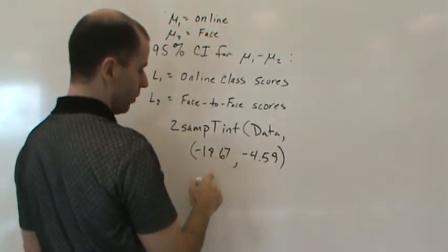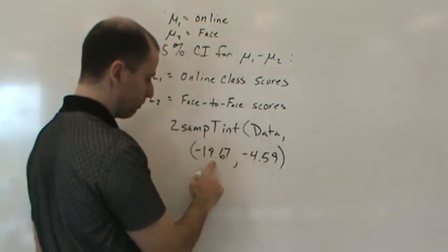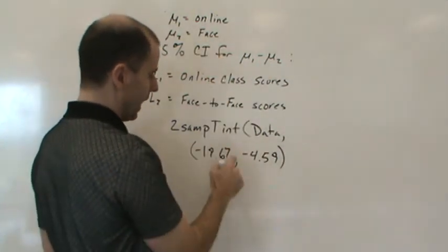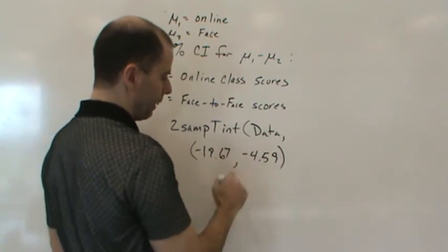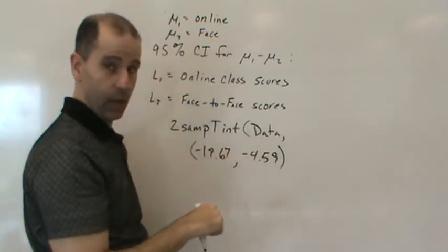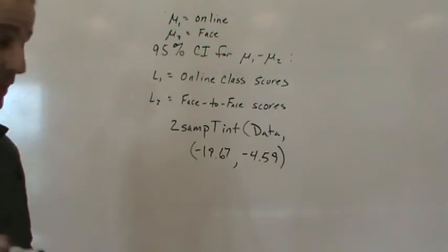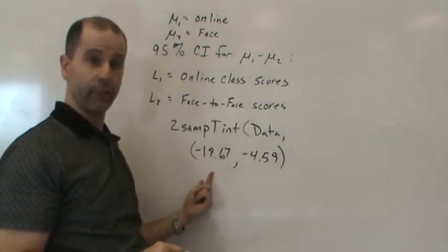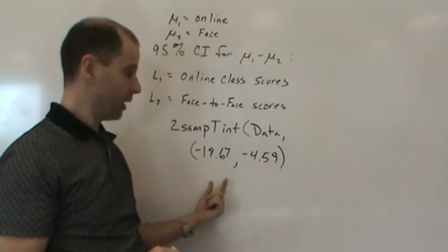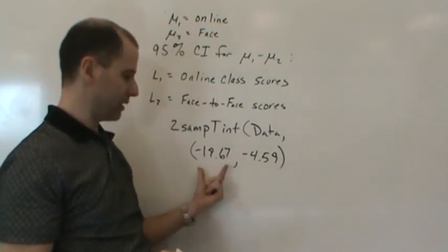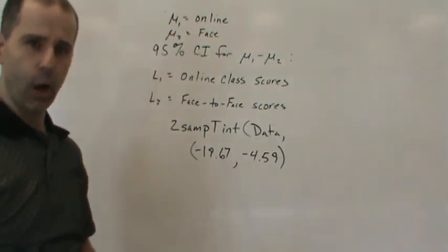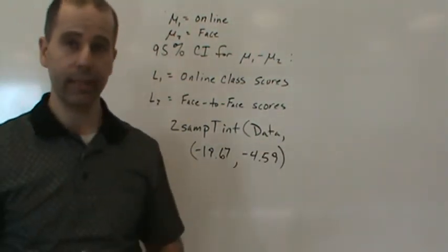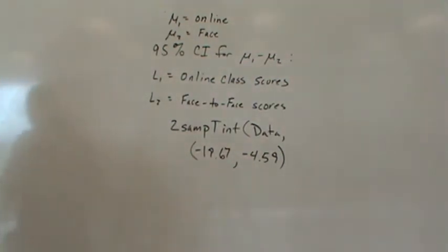Well, what's the difference? Well, that difference could be anywhere from 19.67 points in favor of the face-to-face class to 4.59 points in favor of the face-to-face class. So this is basically how much better you could do in the face-to-face class on average. Anywhere from this many points to this many points. Okay, I hope that makes sense. Okay, so let's do one more dealing with proportions and we'll wrap it up.